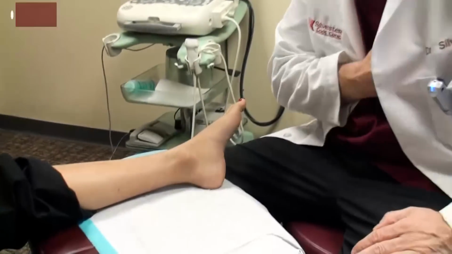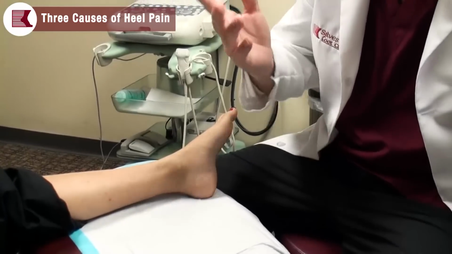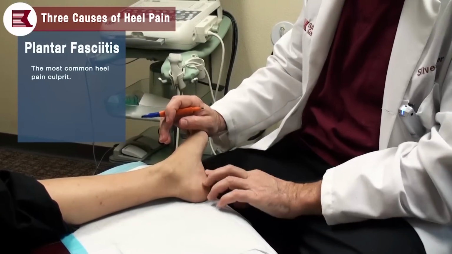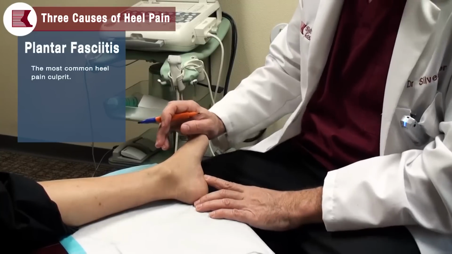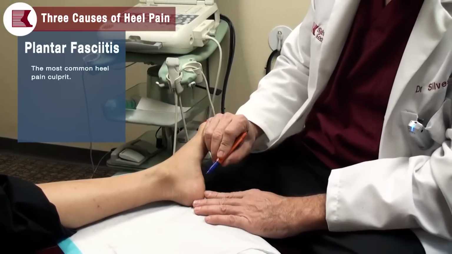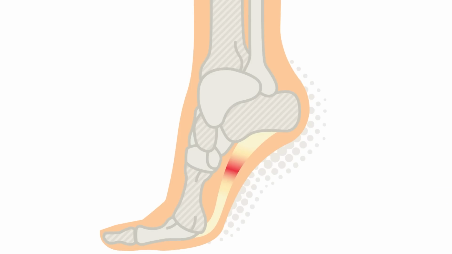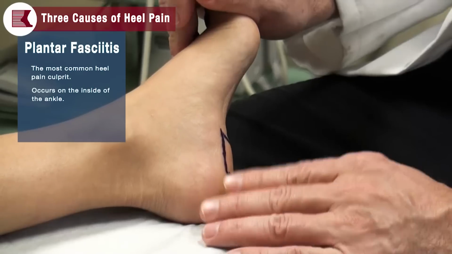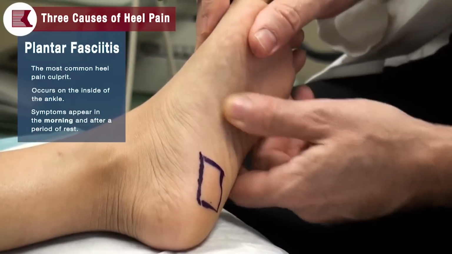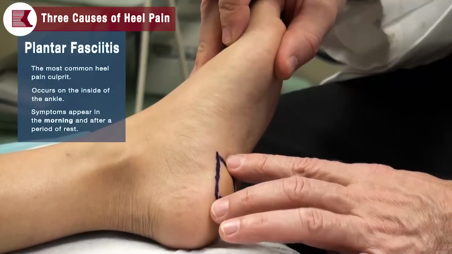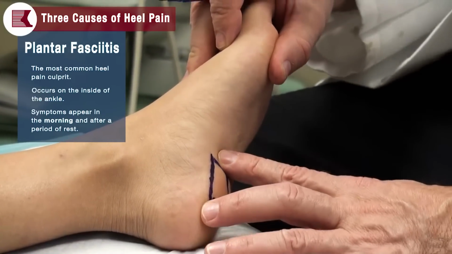So let's look at this patient's heel, okay? The most common kind of heel pain we see is plantar fasciitis. The most common condition that we see in our office is probably plantar fasciitis. And where that occurs is usually down here, on the inside of the foot, just below the ankle. It's usually worse in the morning or after a period of rest. If you sit down for a while and then get up, and this hurts, then that's usually plantar fasciitis.